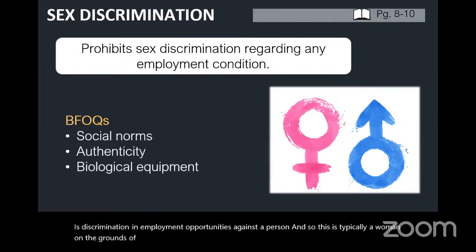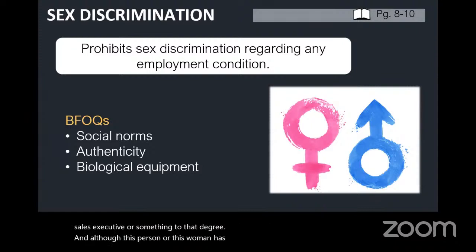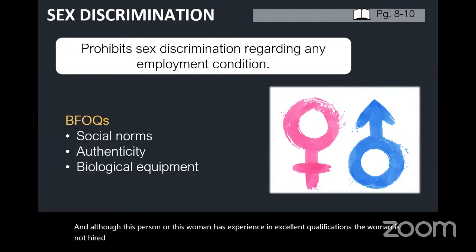And so an example would be a woman applies for a job as a sales executive or something up to that degree. And although this woman has experience and excellent qualifications, the woman is not hired because some long-term clients are more comfortable dealing with men.